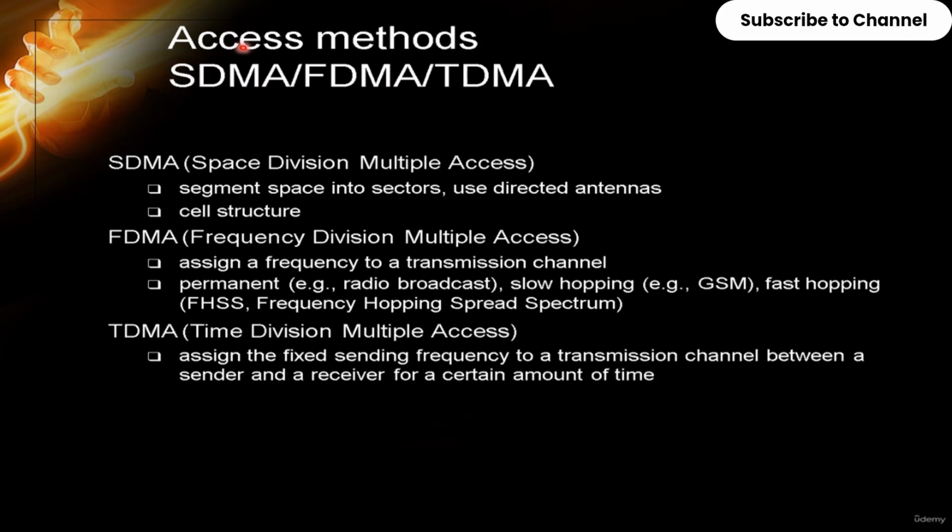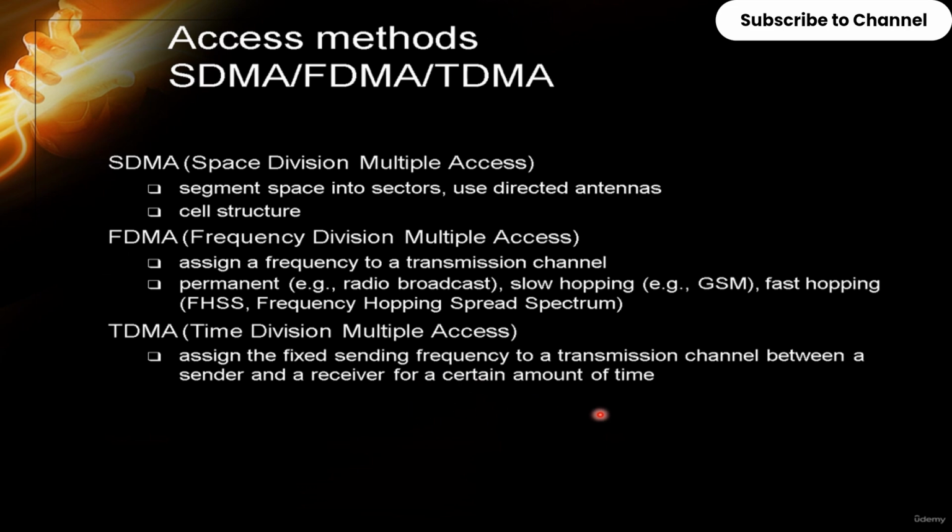Here we have further access methods: SDMA, FDMA, TDMA, that is, space division multiple access, frequency division multiple access, and time division multiple access. Space division multiple access divides space into sectors, using directional antennas, which is applicable in cell sectoring. Frequency division multiple access assigns frequencies to a transmission channel, where a permanent frequency is assigned for a particular channel, either as in radio broadcasting, or as slow hopping in GSM, or fast hopping in frequency hopping spread spectrum.